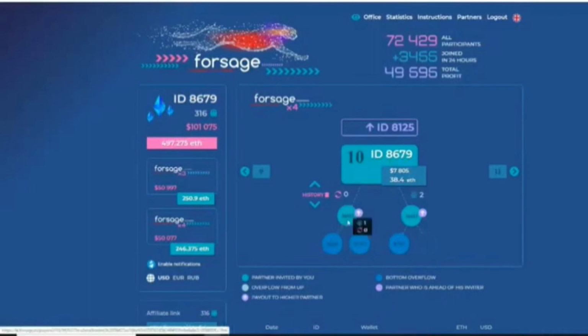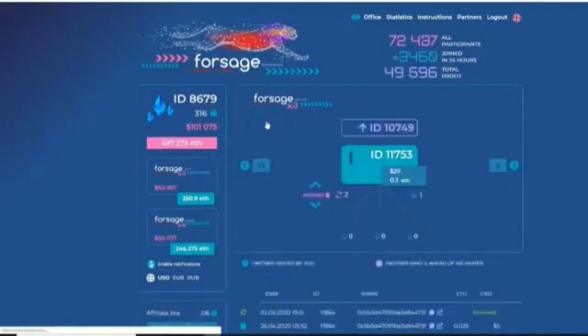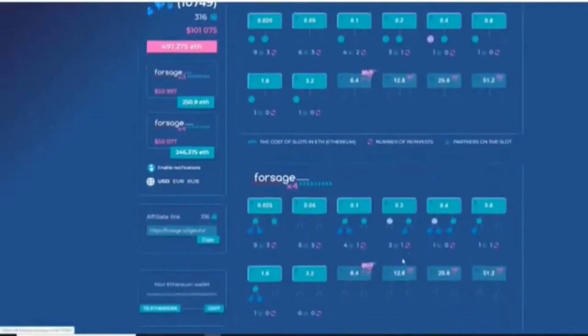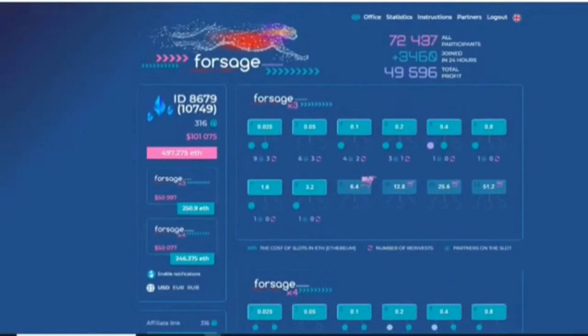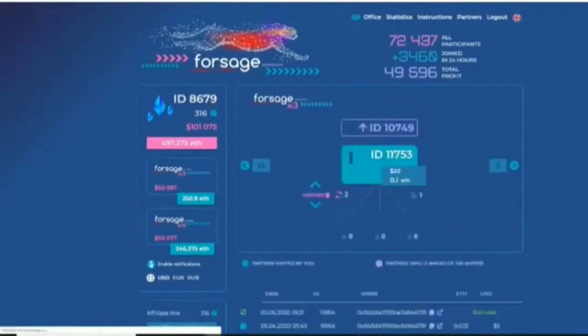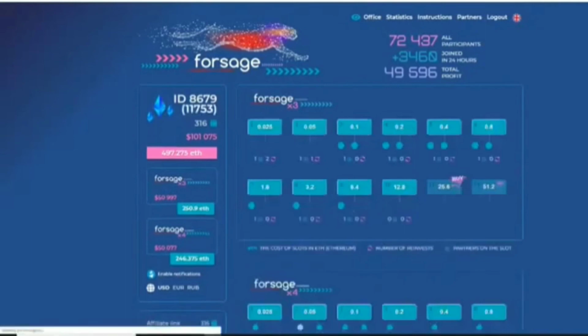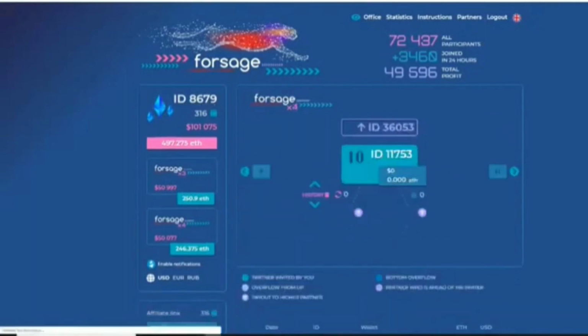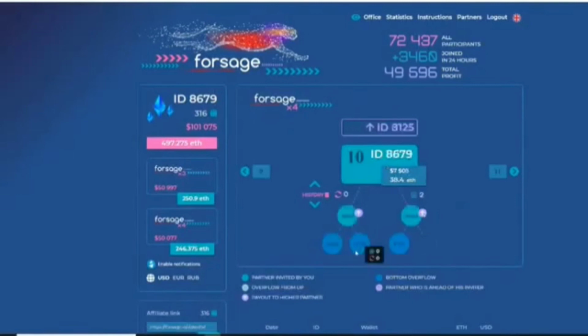This guy was personally referred by this guy, and 11753, if you follow the trail, 11753 was referred by 10749. Okay, but 10749, if you take a look on the 10 slot over here, it's not active. It's not active, so it became a spillover, and it fell right here to 36053. Okay, into his matrix.